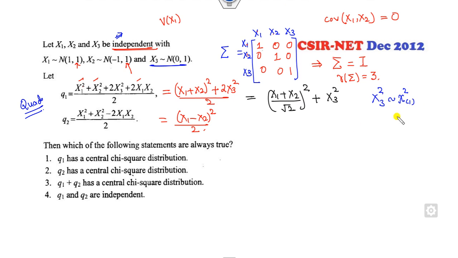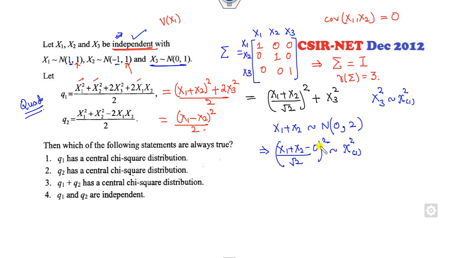Now X1 plus X2 follows the normal distribution. What is the mean of this? 1 minus 1, which is 0. X1 and X2 are independent, so the variance will be 1 plus 1, which is 2. So I can write this as X1 plus X2 minus 0 divided by root 2, squared. This follows my chi-square distribution with 1 degree of freedom. Both are independent, so the sum will be chi-square with 2. Since the mean is already subtracted, this is a central chi-square distribution. Q1 is my central chi-square distribution.